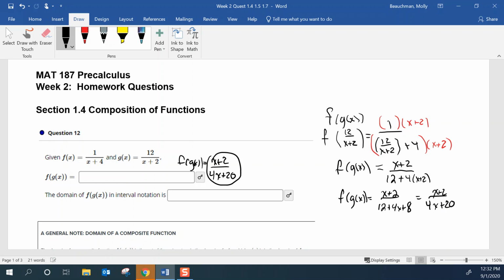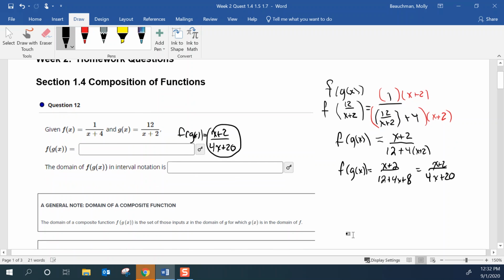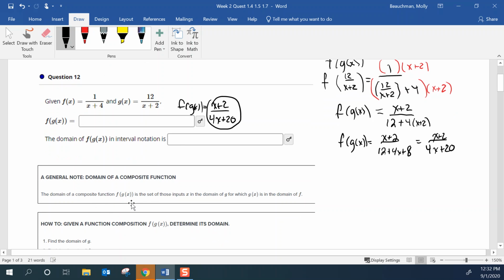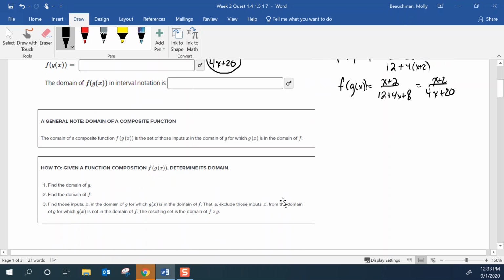All right, the next part of the question asks to find the domain of our composition of functions in interval notation. So I've copied and pasted from your textbook a general note on the domain of a composite. The domain of a composite function, f of g of x, is the set of those inputs x in the domain of g for which g of x is in the domain of f. So if that sounds a little confusing, what it means step by step is find the domain of your function g, find the domain of f, and then find the inputs x in the domain of g for which g of x is in the domain of f. Okay, so here's what that means to do.